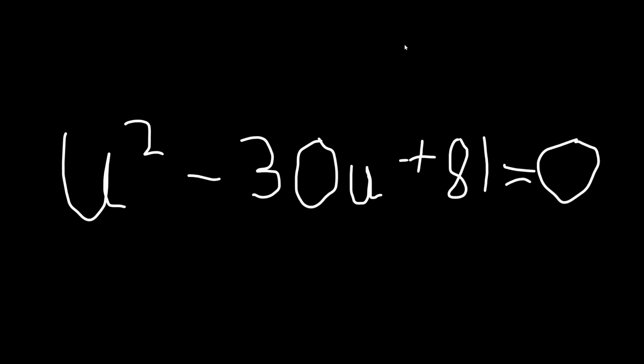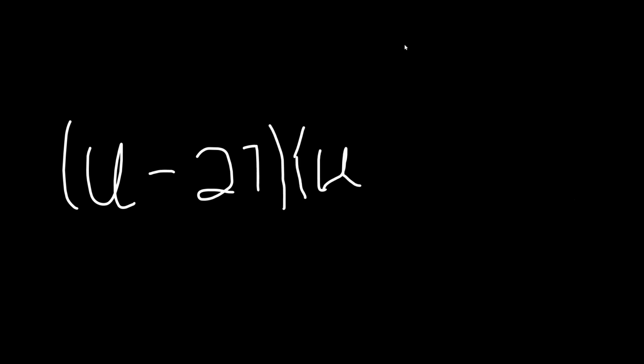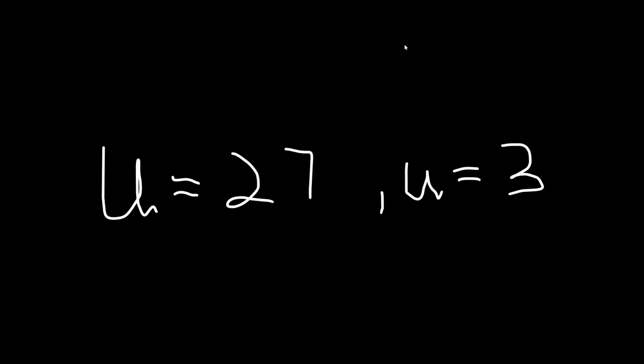But here we know how to do this. This is basic algebra, right? Just factor. You'll have u minus 27 times u minus 3 is equal to 0. Negative 27 times negative 3 is 81. You add them, you get negative 30. Good. So now we know that u is equal to 27, but u is also equal to positive 3.